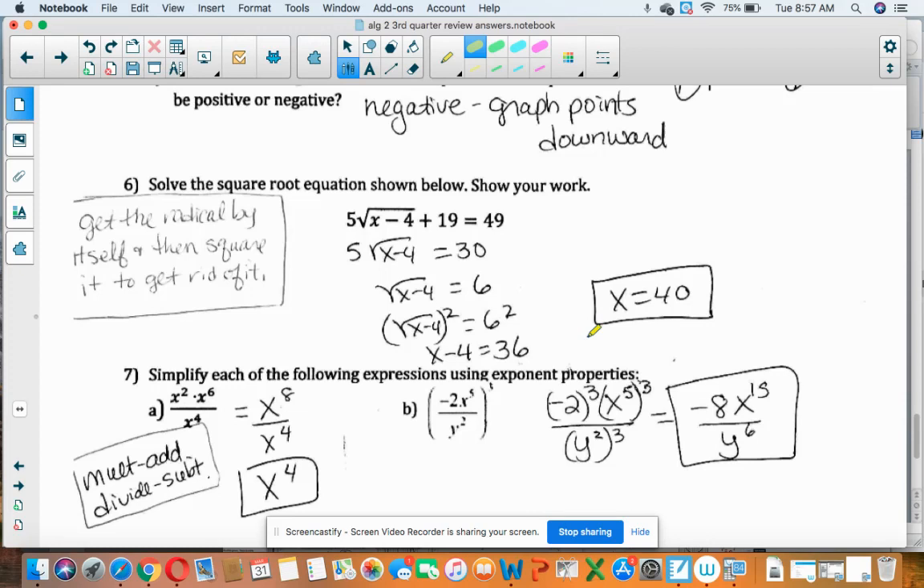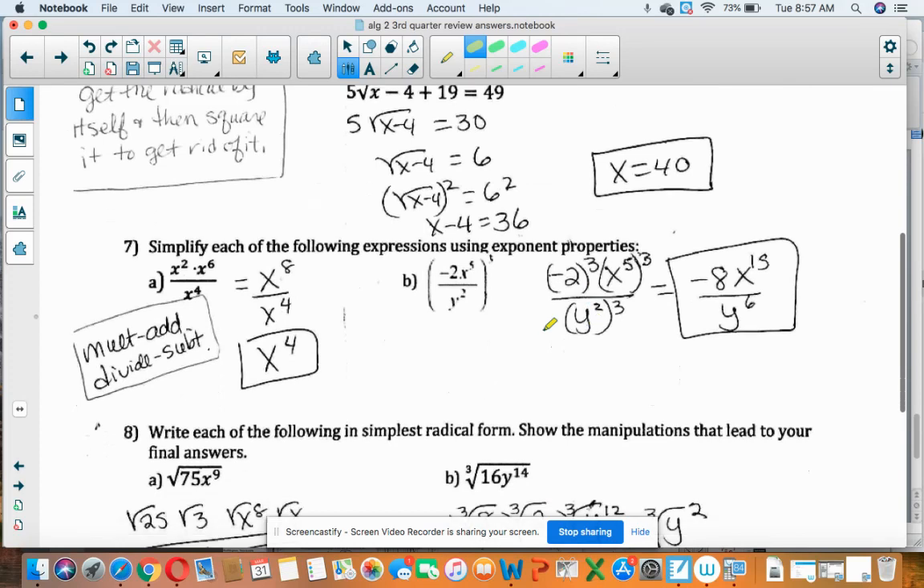We're now going to work with some exponent rules. So in 7a, I'm going to multiply on top. When I multiply, I add the exponents. So that's x to the 8th divided by x to the 4th. Now I'm dividing, and I subtract the exponents, and I have x to the 4th. So that's just a basic one.